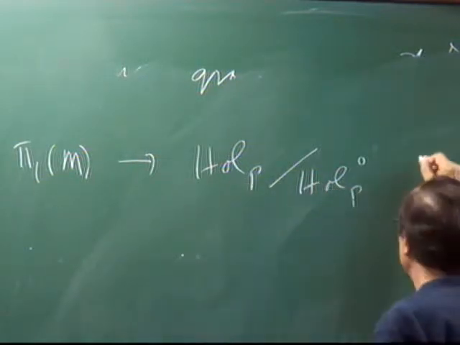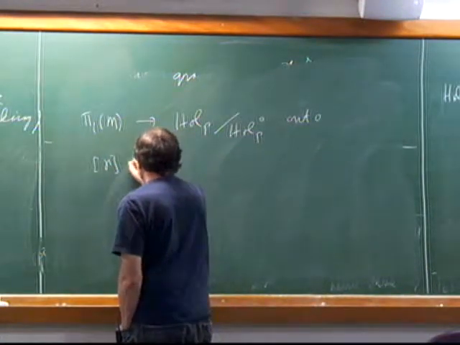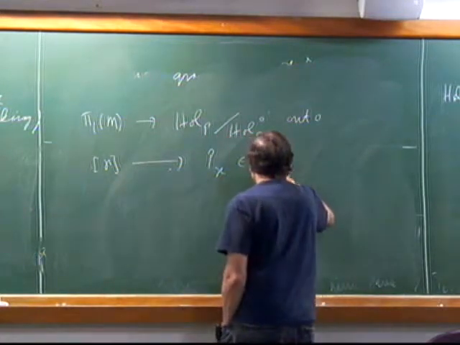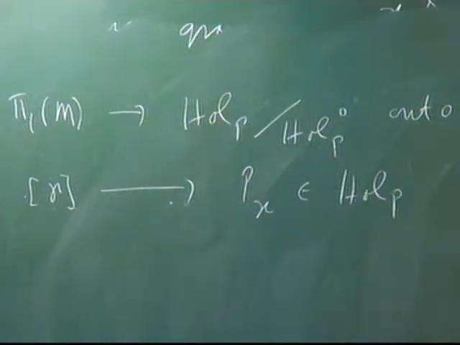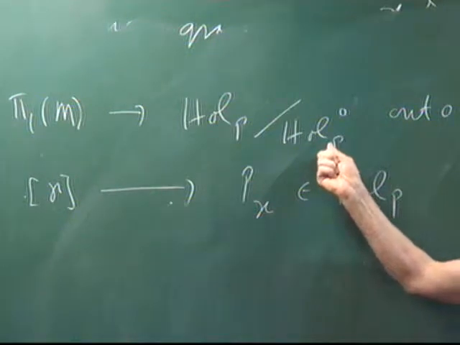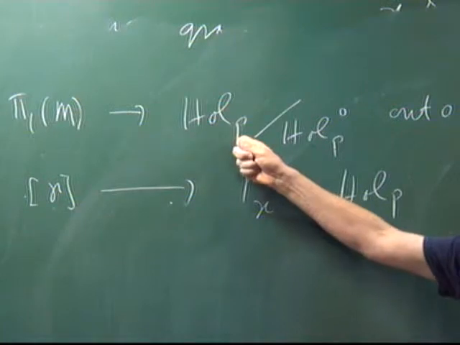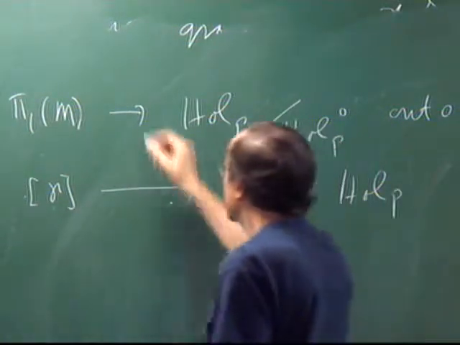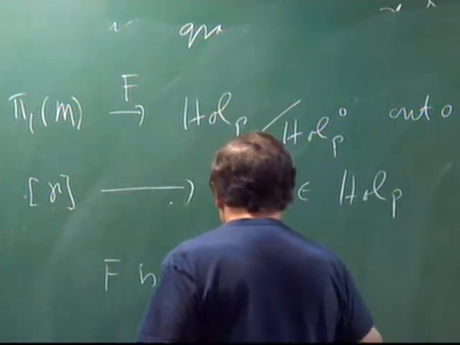And I claim this is onto, where I just take a homotopy class of a loop gamma to the parallel translation around gamma inside Hol_P. So it's a tautological map. Right? And what's the kernel? Well, if it's null-homotopic, it lies in here. So therefore, I get an induced map like this. Clearly everything by definition lies in the image. So I get a homomorphism. So F is a homomorphism, which is onto.